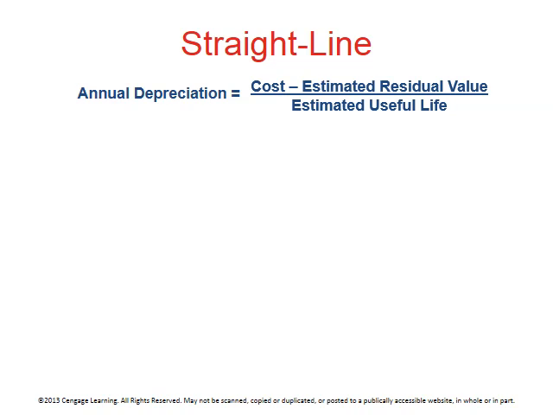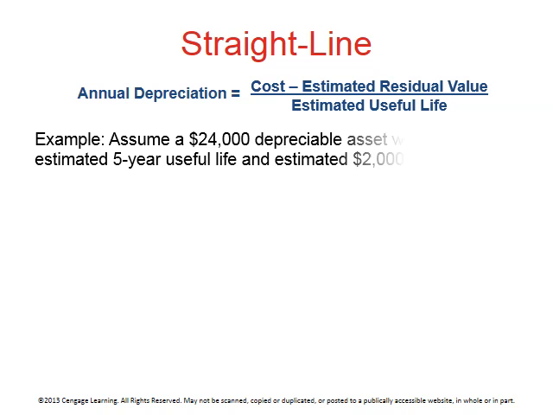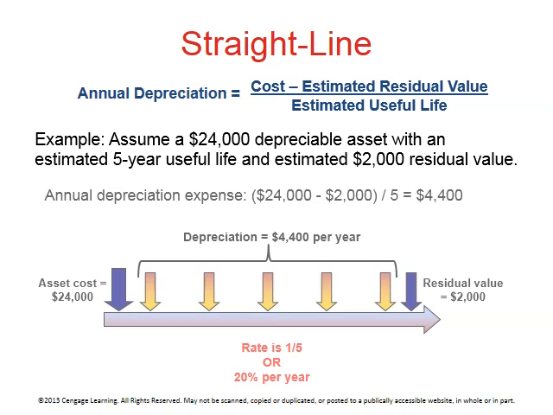So straight line, our annual depreciation that we recognize is the cost minus the residual value over the estimated useful life. So let's look at an example. So we have a $24,000 depreciable asset, 5-year useful life, and $2,000 residual value. Our annual depreciation expense, we take our $24,000 cost minus $2,000 residual value, divide that by 5 years, our depreciation is $4,400 a year.